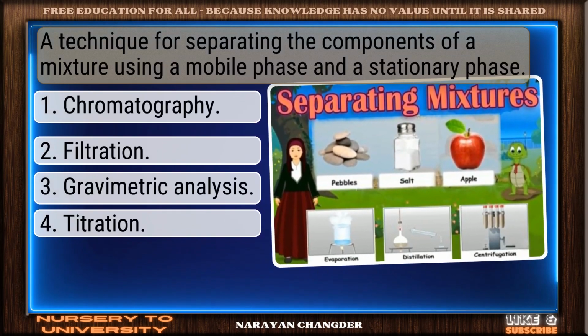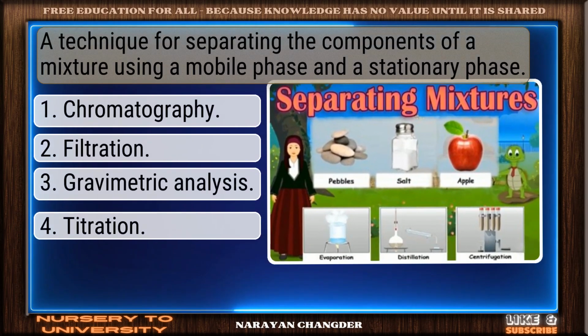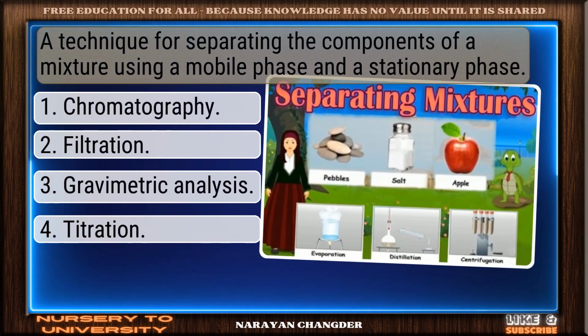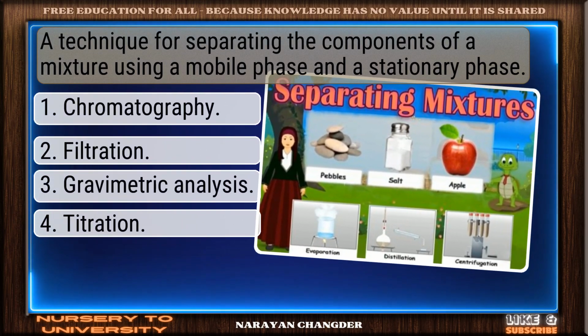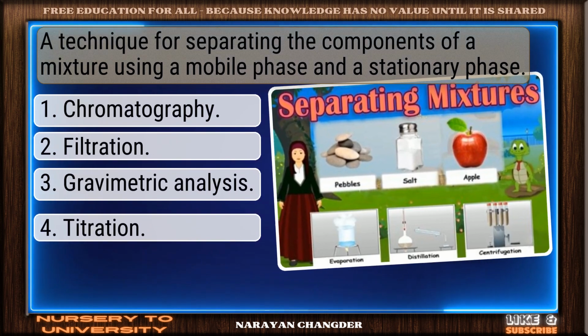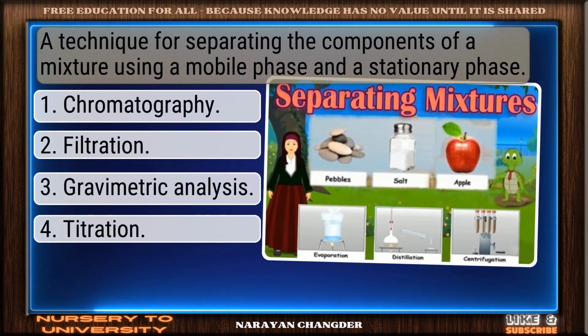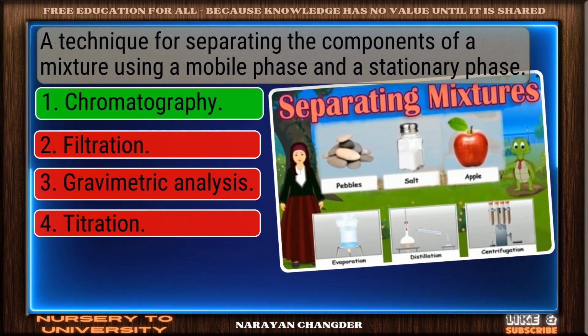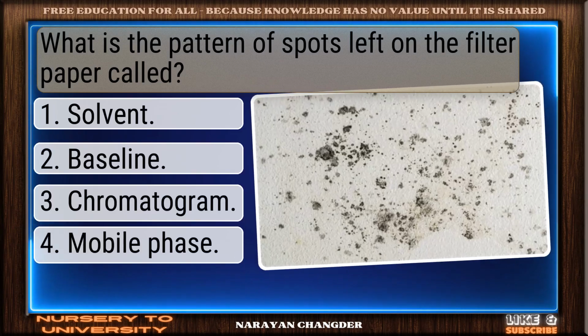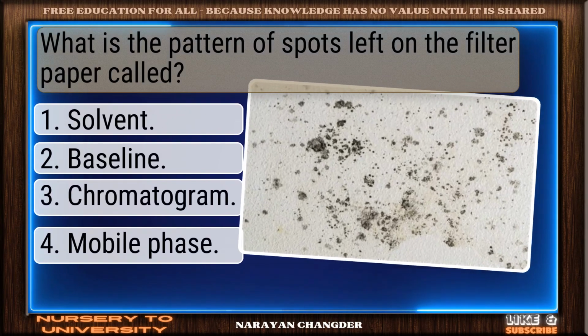A technique for separating the components of a mixture using a mobile phase and a stationary phase. Option 1. Chromatography. Option 2. Filtration. Option 3. Gravimetric analysis. Option 4. Titration. Right choice. Chromatography.